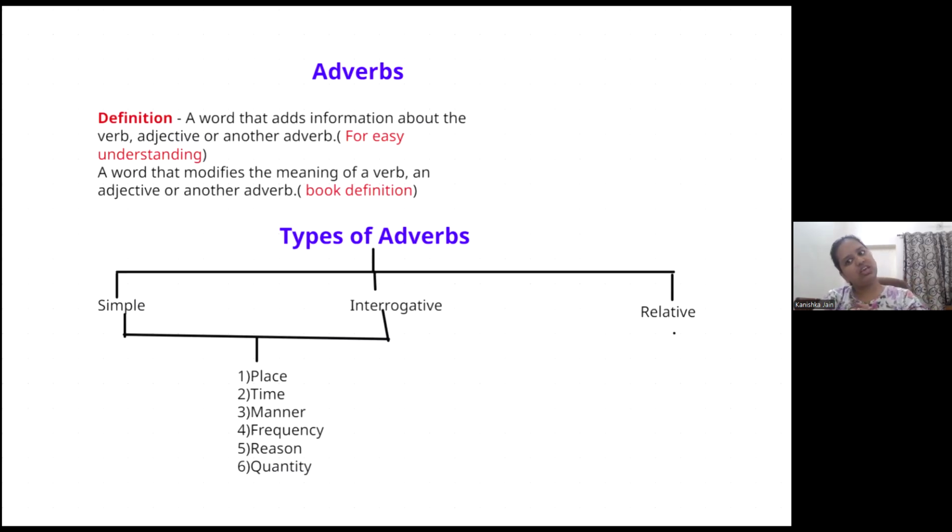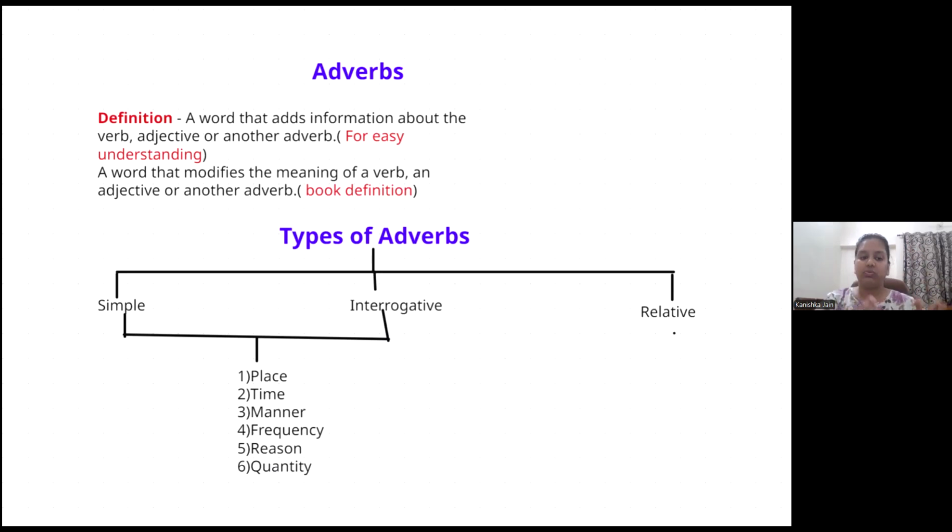Now comes frequency. How many times? So, how many times is an interrogative adverb of frequency. Just memorize it. There is no other way. So, how many times have you done your homework? Have you done any kind of revision? Yes, I have done my homework twice. I revised it once. Another is reason. So, why didn't you do something? Or why did you do something? So, the interrogative adverb of reason is why. That's all that has to be memorized.